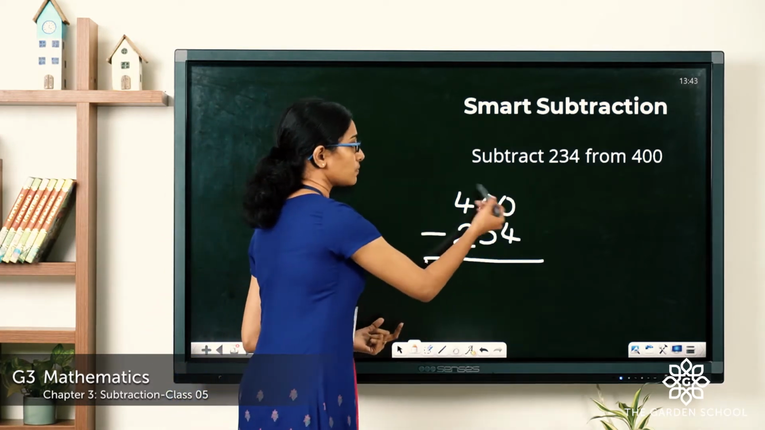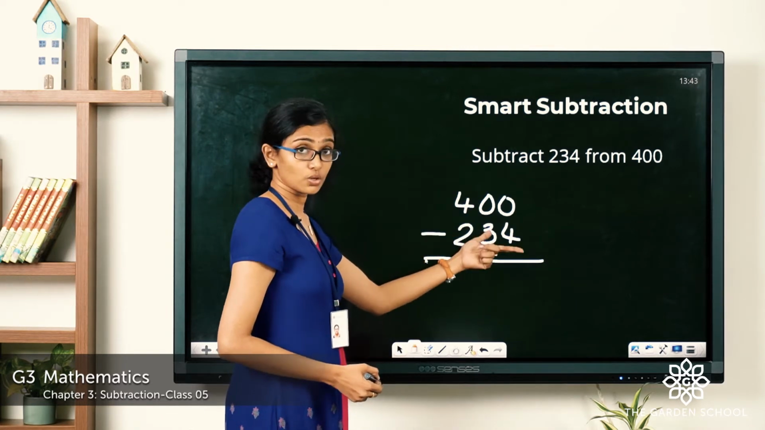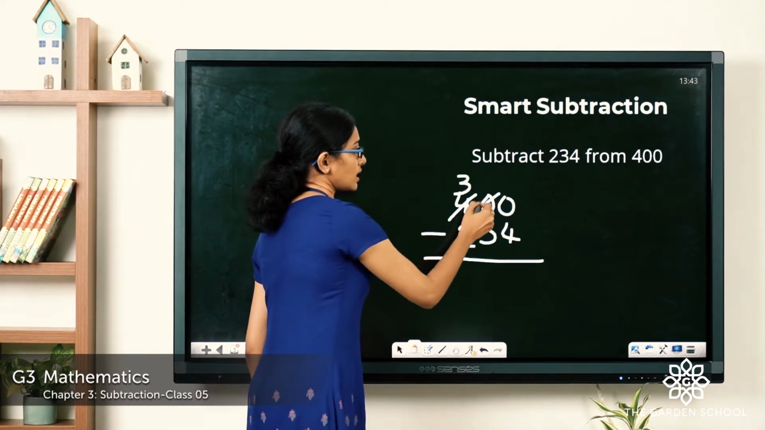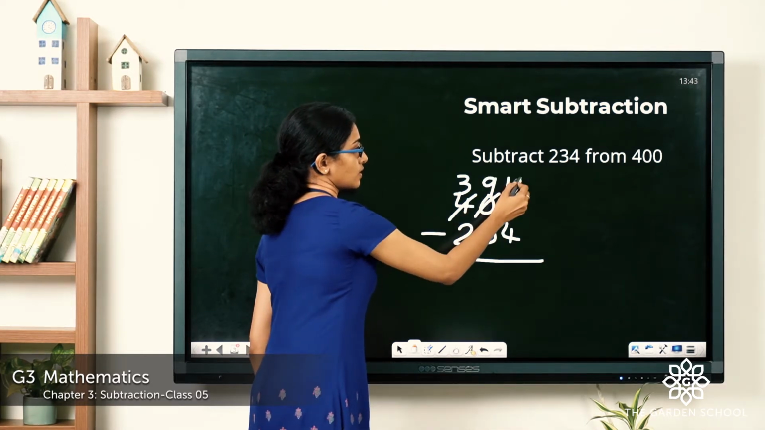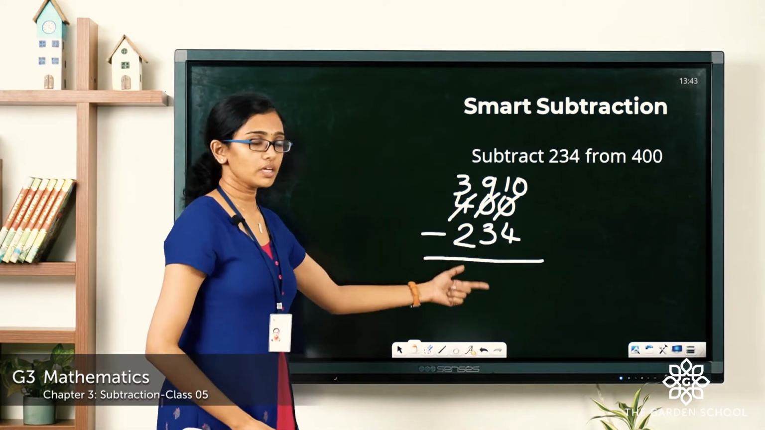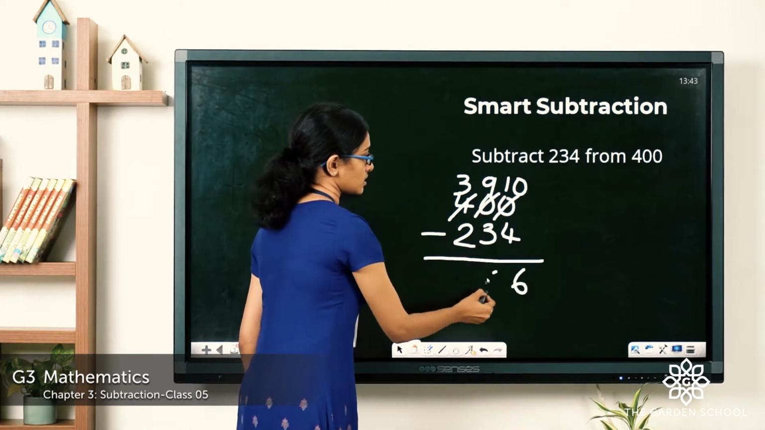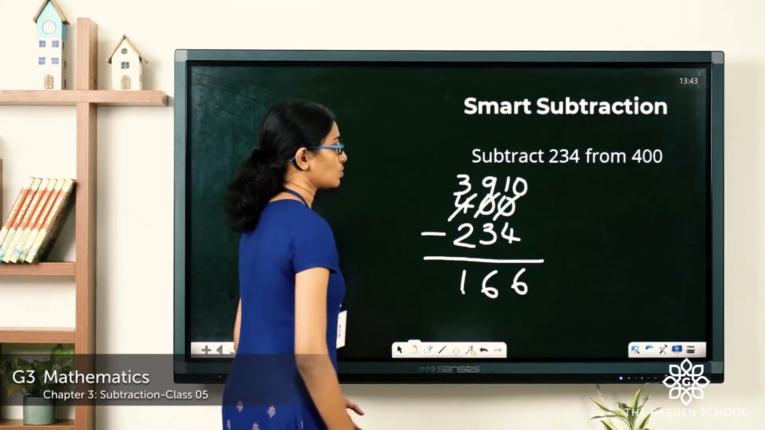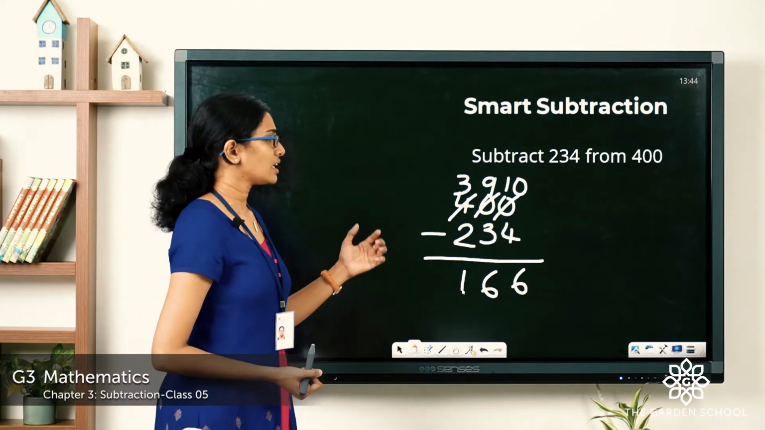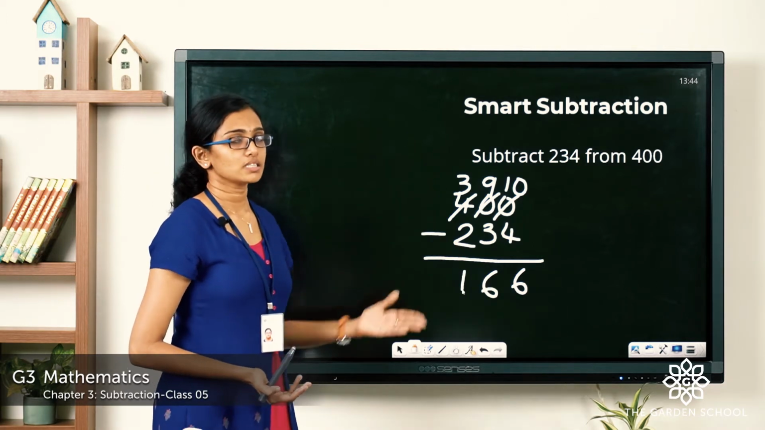We regroup from the next place. In the next place also, that is 0. So we go to the next place. So we regroup this like this, right? And then we do the subtraction. 10 minus 4, 6, 9 minus 3, 6 and 3 minus 2, 1. This is usually how we do the subtraction, right? And it takes a little bit of time to actually regroup and then subtract, right?